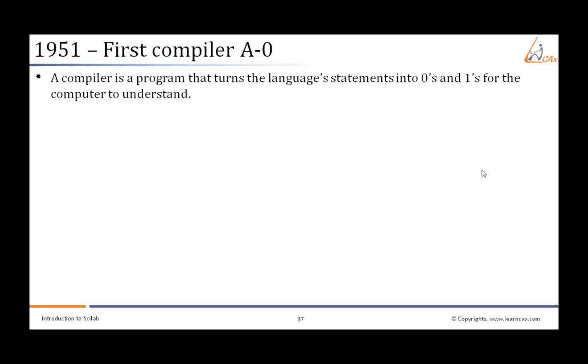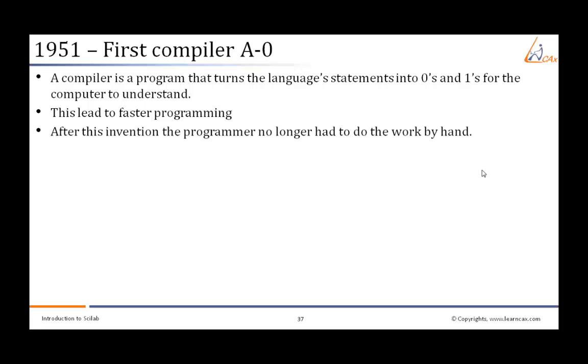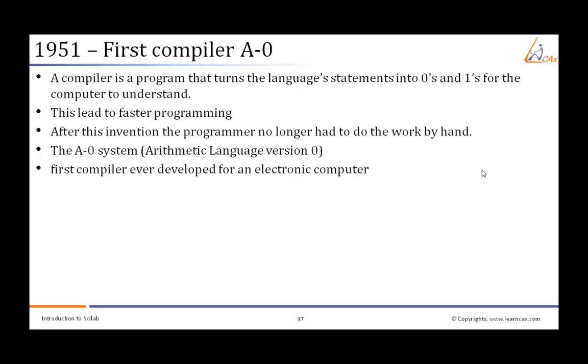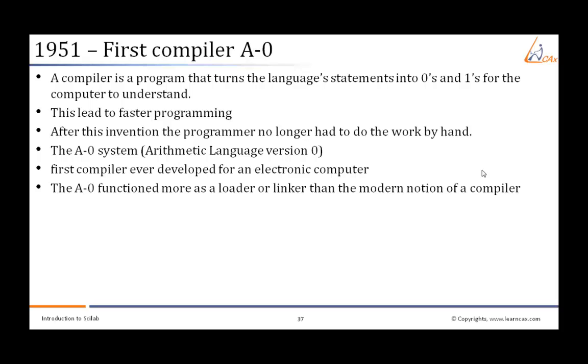After that, in 1951, the first compiler came into picture. A compiler is basically a program, as we all know, that turns programming language statements into zeros and ones which can be understood by a computer. Because of the invention of the compiler, faster programming happened, and programmers no longer had to work by hand. So it basically made programs independent of human intervention. The first compiler was known as the A0 system, which is Arithmetic Language version 0, and it was the first ever compiler designed for electronic computers.